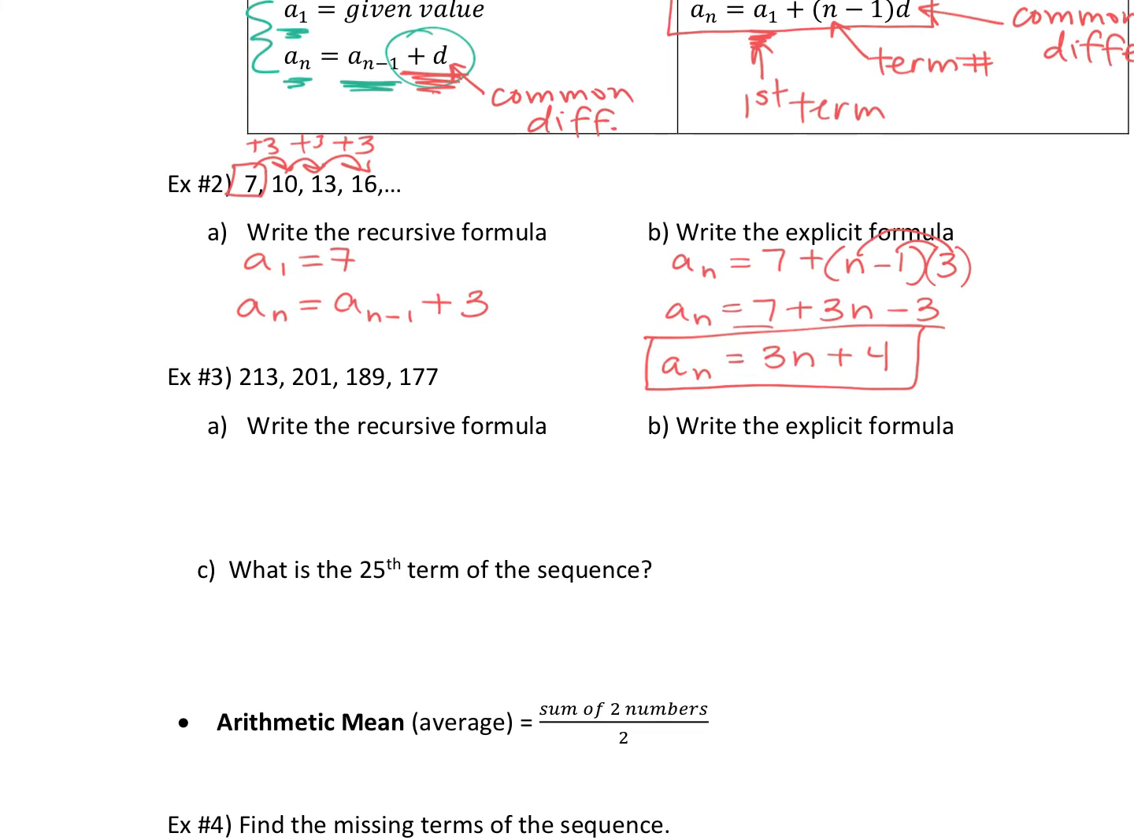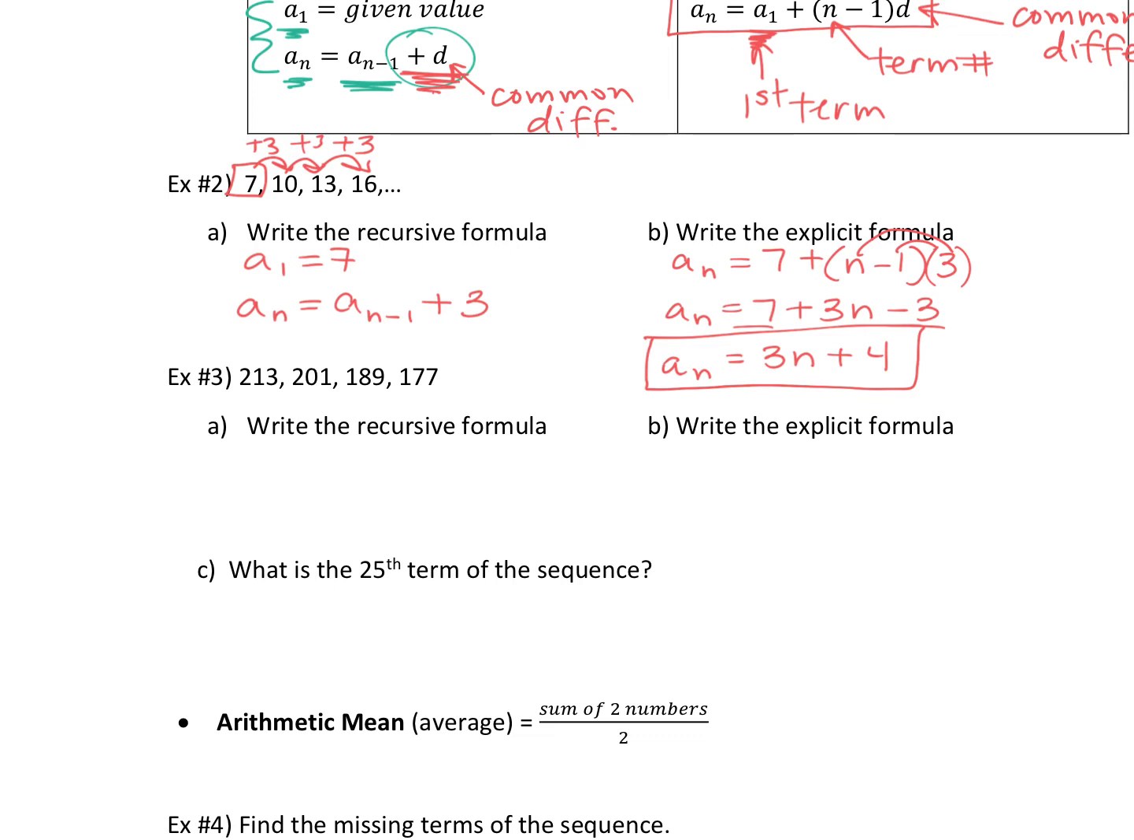Okay, example 3. So you have these 4 numbers, 213, 201, 189, 177. It says write the recursive formula. You try that, okay? Write your recursive, write your explicit, see what you come up with, and then I will come check it out.